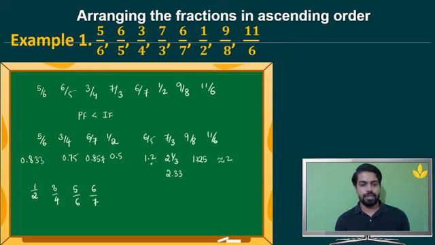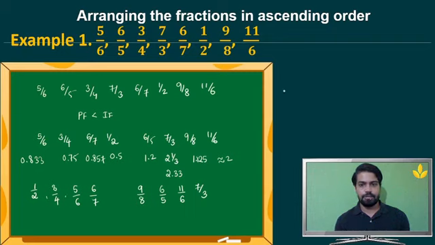Coming to improper fractions, I have 1.2, 2.33, approximately 2, and also 1.25. So I can bring 1.25 first, 9 by 8, and then I can go for 1.2, that is 6 by 5. Then I can go for 11 by 6, which is less than 2 but near to 2, and the last one is 7 by 3, which is more than 2. So this is the ascending order of the fractions.